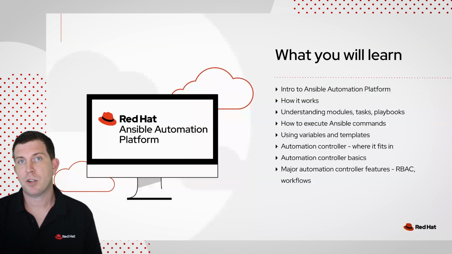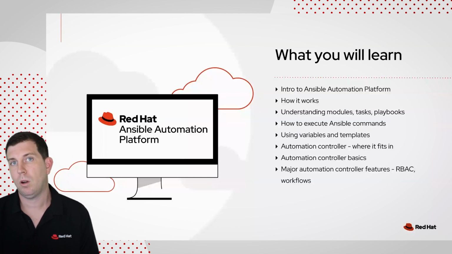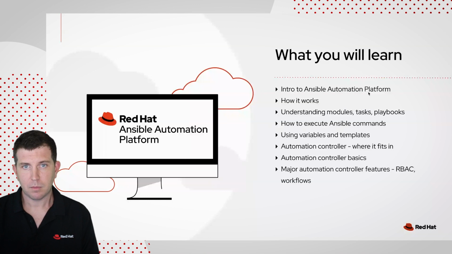We're gonna talk about automation controller. It's the web UI and API. We're gonna talk about where it fits in and who would be using it. We're gonna talk about the controller basics. We're gonna build a job template. We're gonna talk about enterprise features like role-based access control and workflows.